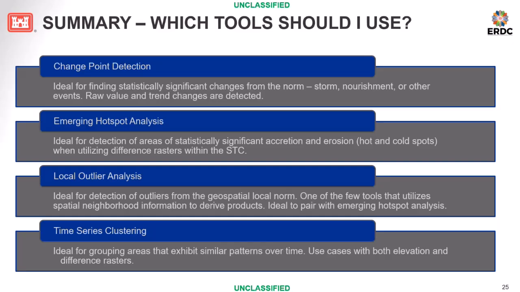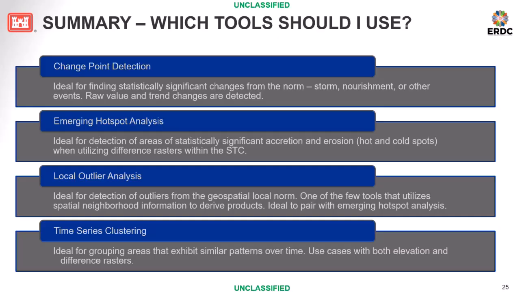Next slide. So which of these tools should you use? We've actually already narrowed down a lot of these tools for you. We've done a little bit of analysis on every single one of these toolboxes. Change point detection is going to be ideal for finding statistically significant changes from the norm, such as post-storm, nourishment, or other events like those. The raw value and trend changes are detected within the change point detection analysis tool.